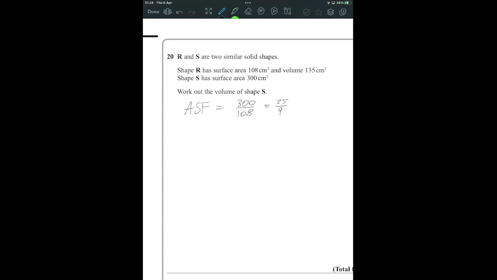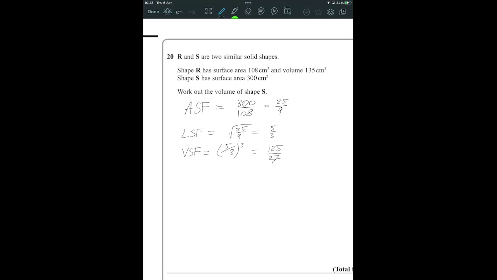I want volume. The way we go from area to volume, we have to go via length. So my length scale factor is the square root of that thing. And it's actually quite nice because both the top and bottom are square numbers: 5 over 3. Our volume scale factor then is the cube of our length scale factor. So let's cube both of them. We get 125 over 27.